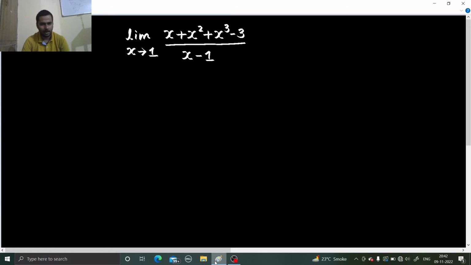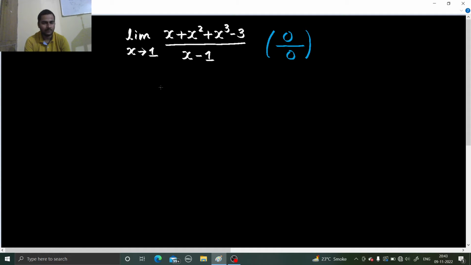So, as always, the first thing we'll do is to check the form. If you put x as 1, you will get 3 minus 3, so 0 in numerator, and 1 minus 1, a 0 in denominator. So 0 by 0 form. Fine. Now, how to solve this?